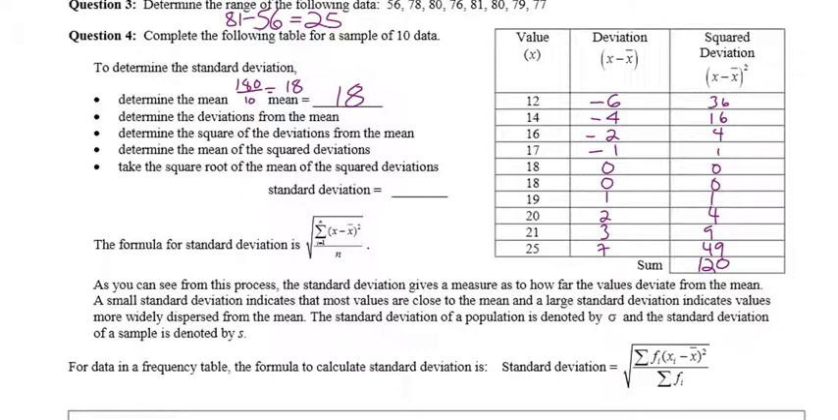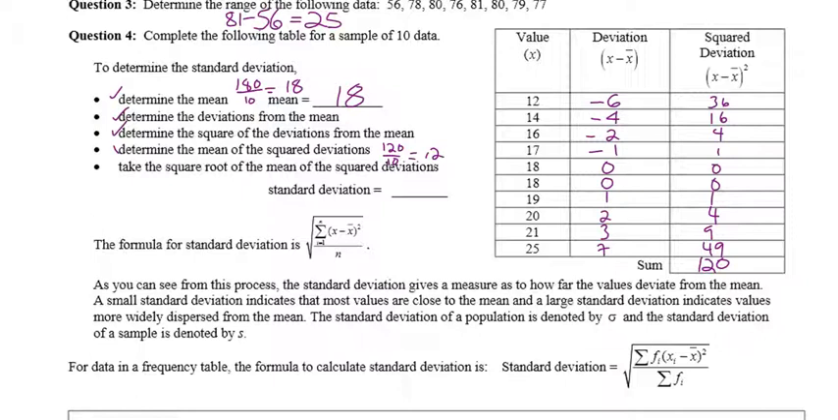So they said determine the deviations from the mean. Check. We got the mean, we got the deviations from the mean, we got the squares of deviations. The mean of the squared deviations: we're not quite there. How many of these are there? 10. So what's the mean of the squared deviations? 120 divided by 10, which is 12.